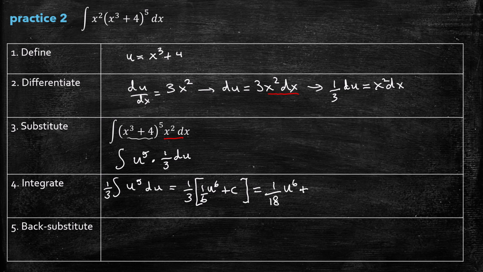Now you think you might get 1/3 c. Well, 1/3 c will just be another constant. We could call it d, but we could also just call it c again, just a new c. And then back substitute, so 1/18 and u to the 6th. Now u was x cubed plus 4, plus a constant, and that's our final answer. And once again, don't forget to take the derivative to make sure you get back to the desired integrand.